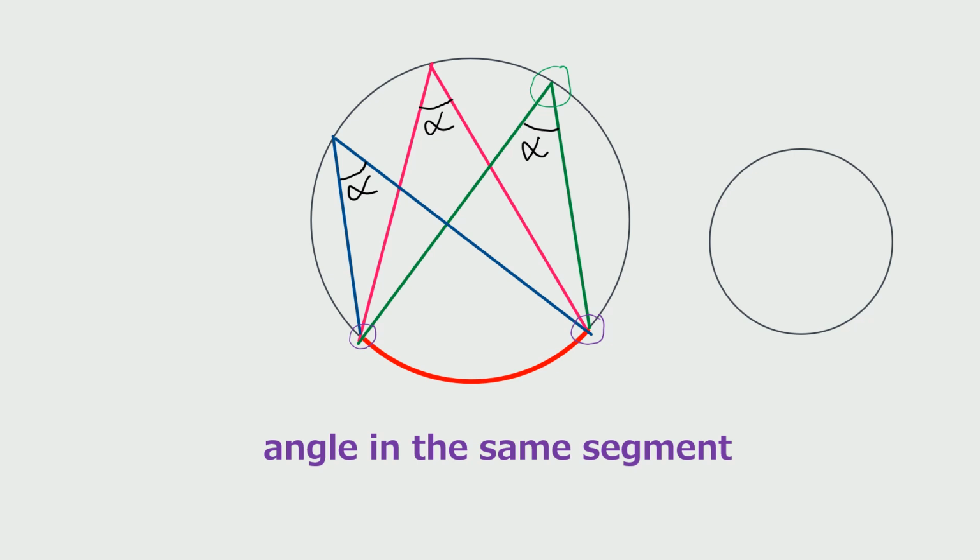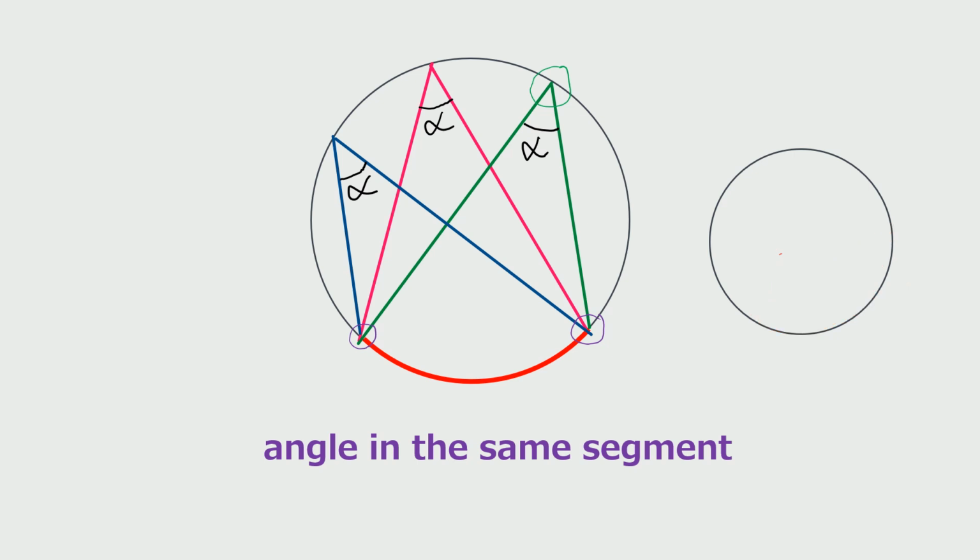All right, so what is not angle in the same segment? I'm just going to give you an example. It could be like this. You have the same arc here. However, the second angle does not touch the circumference of the circle. Can you see? This one touches the circumference, but this one does not. So this is not angle in the same segment.